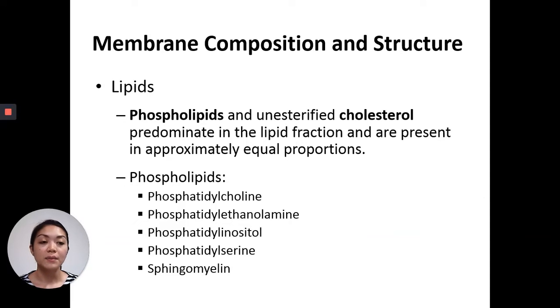Okay? So, they predominate the lipid fraction. They are in equal proportions. And these are, again, your phospholipids, if you can still remember, in biochem. So, hindi na pag-review ang structure, but in your red blood cell membrane, we have 5. Phosphatidylcholine, phosphatidylethanolamine, phosphatidylinositol, phosphatidylserine, and sphingomyelin. PC, PE, PI, PS, and S.